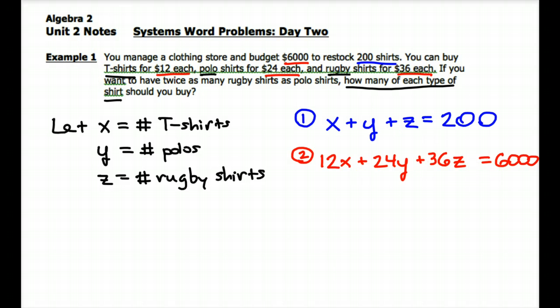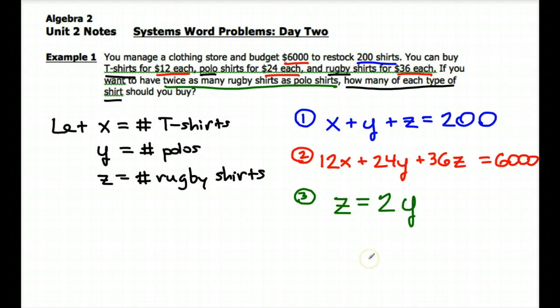And then your third equation we're going to get by comparing the number of rugby shirts to polo shirts. And so it says down here, we want to have twice as many rugby shirts as polo shirts. So what that means is the number of rugby shirts, which is Z, is going to be equal to the number of polo shirts, which is Y, times 2, because you're taking twice the number of polo shirts to get the number of rugby shirts. Okay, so 2 times Y is equal to Z. So this third equation here is not even going to involve an X.